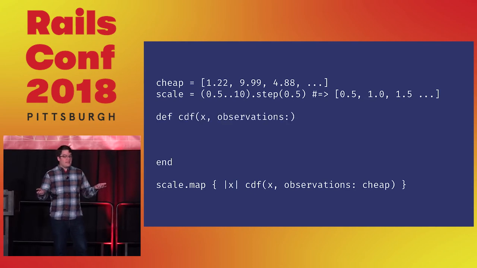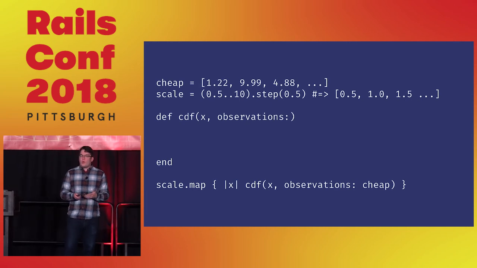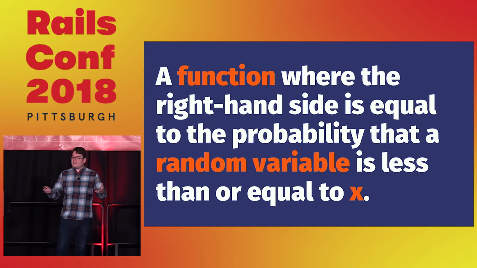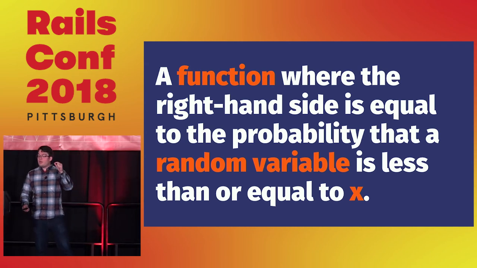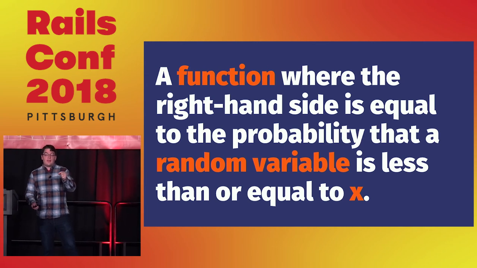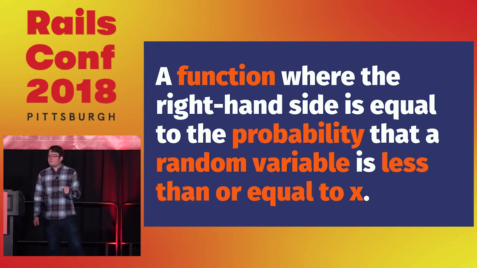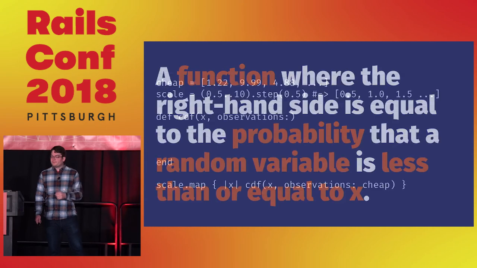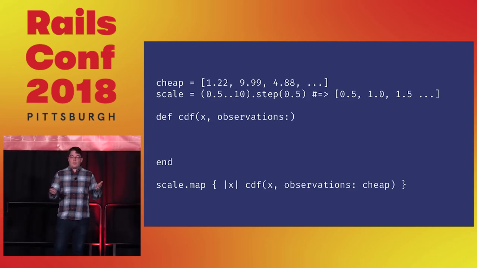Well, we need to define the CDF function. What's it gonna do though? Let's go back to the definition of what CDF is. So it's a function where the right-hand side is equal to the probability that it is less than or equal to X. So let's write that. We have our framework here.